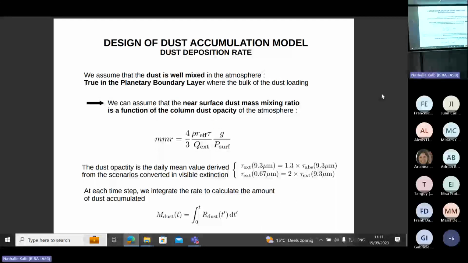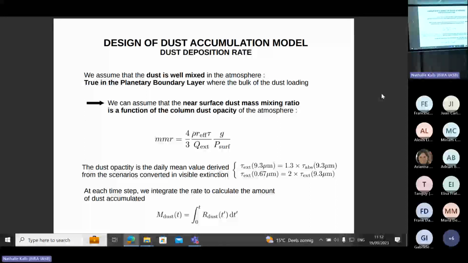The second element of the dust deposition rate is that we need to compute the mass mixing ratio of the dust particles. We assume that the dust is well mixed in the atmosphere, at least in the planetary boundary layer, so we can assume that the mass mixing ratio of the dust near the surface is a function of the column dust opacity, which we derive from the dust scenario that I talked about before.